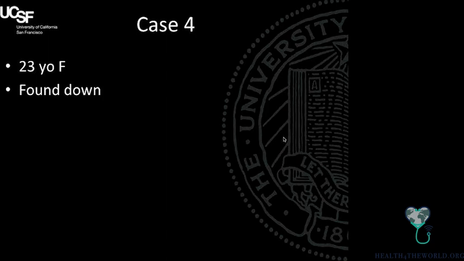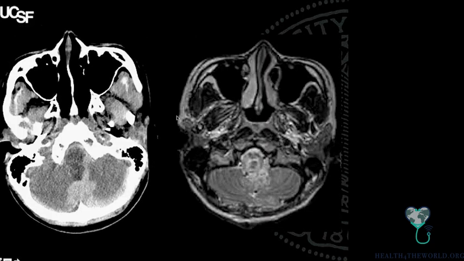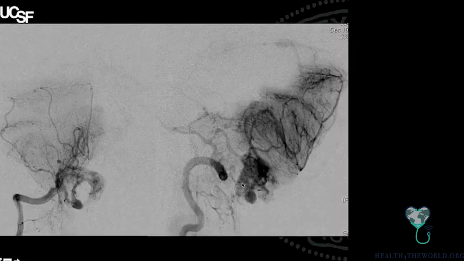This is a 23-year-old who's found down. Again, here's a non-contrast head CT. You can see there's subarachnoid bleeding, again close to the foramen magnum. Here's that corresponding image on a T2-weighted MR, but you can see there's an interesting structure centrally, or at least posteriorly, within the medulla.